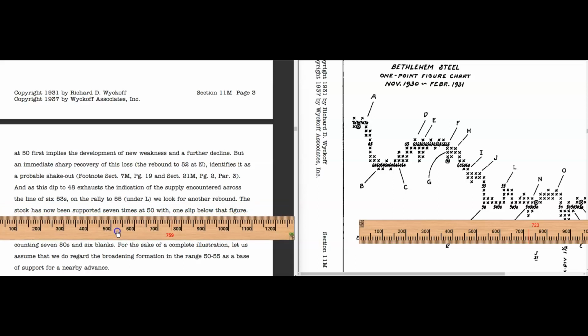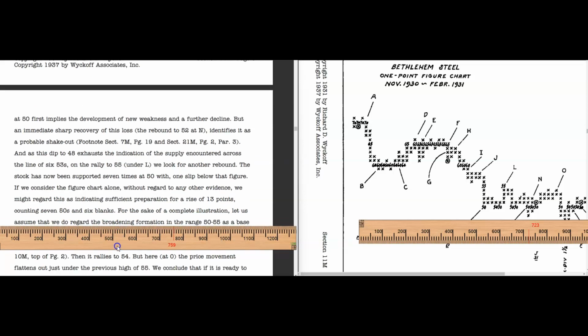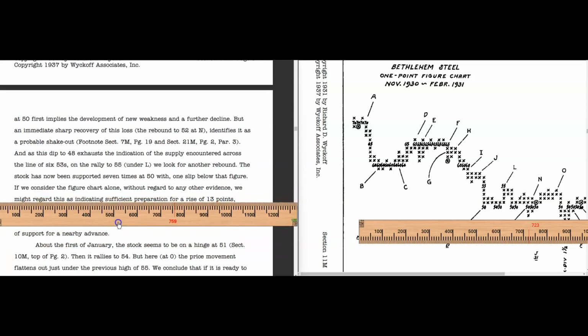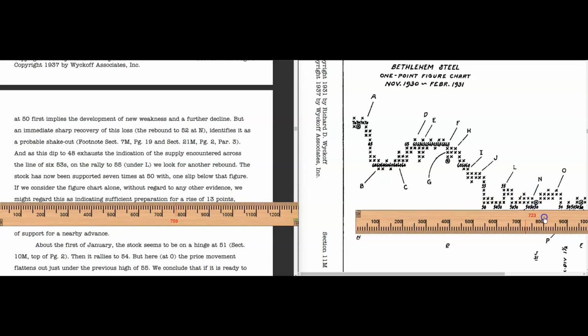The stock has now supported 7 times at 50 with one slip below that figure. If we consider the figure chart alone without any regard to other evidence, we might regard this as sufficient preparation for the rise of 13 points. All he's saying is it looks like a base. So when you see a base, you count 1, 2, 3, 4, 5, 6. What is it? 1, 2, 3, 4, 5, 6, 7, 8, 9, 10, 11, 12, 13.